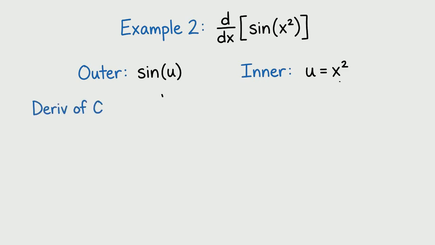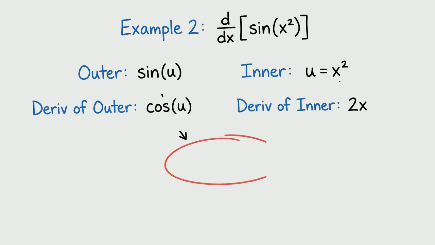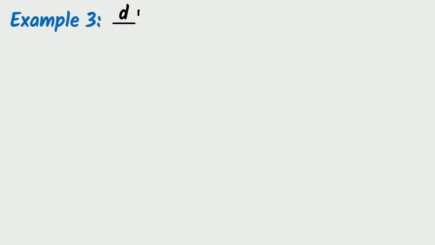Derivative of sine of u is cosine of u, so we get cosine of x squared times the derivative of x squared, which is 2x. Final answer, 2x cosine of x squared. Third example, d/dx of sine of (x squared plus 1) to the third.